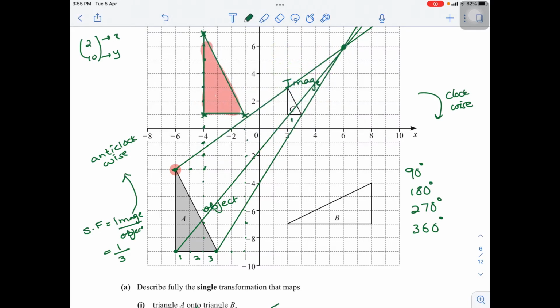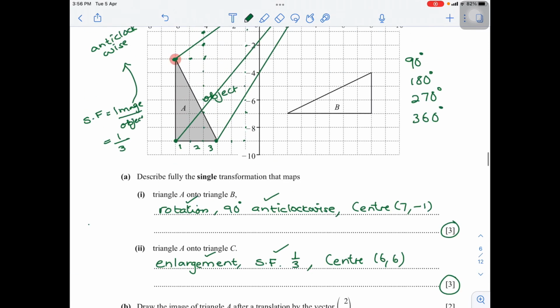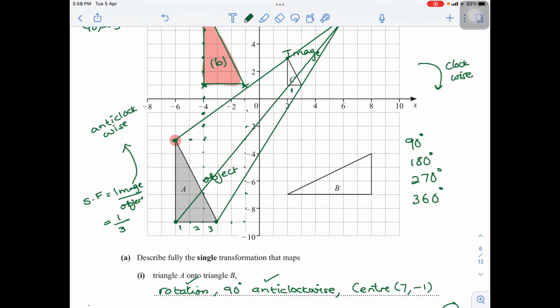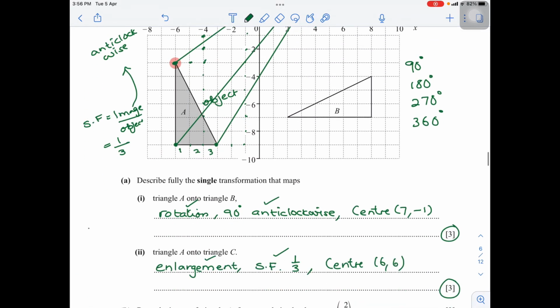And I write, because since I have drawn that image, that's D. Let's try the next one.